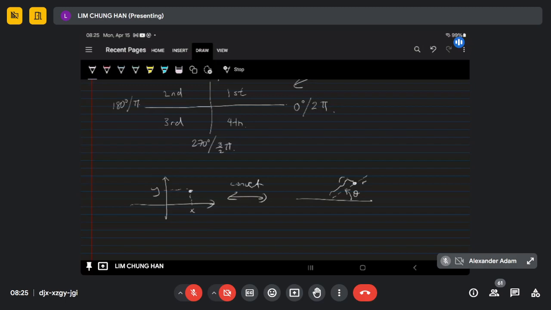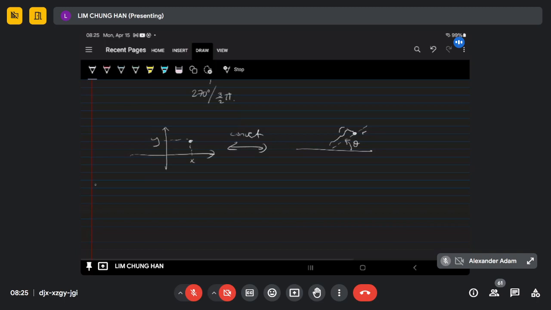Now, if you can convert points, that means you can also convert a function, the function of a curve. Which is what we are going to do now. I'll give you an example.